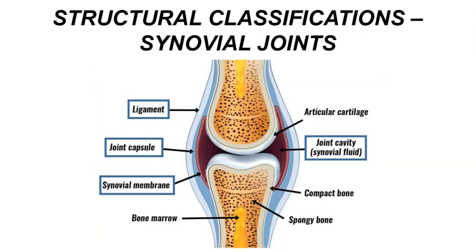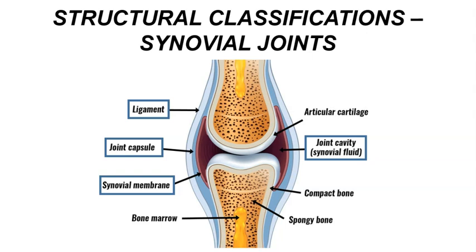The third and final structural classification of joint is the synovial joint. At this type of joint, the articulating surfaces of the 2 bones are not directly connected. Instead, they simply slide or glide across one another within a joint cavity. The joint cavity, which is called the synovial cavity, is filled with a slippery, lubricating fluid that's called synovial fluid.